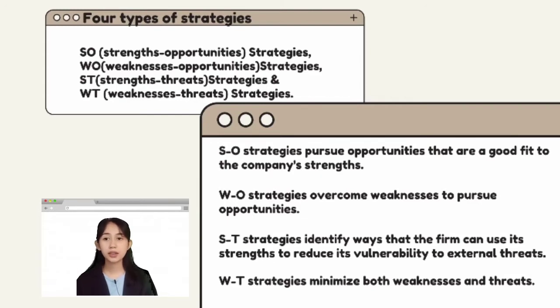Strength and Threat Strategies identify ways that the firm can use its strengths to reduce its vulnerability to external threats. Lastly, Weaknesses and Threats Strategies minimize both weaknesses and threats. SWOT analysis helps you to position your strategic direction because you're aware of the internal and external factors that affect your business. With improved business awareness and adaptability, you'll be primed for changes and you can react accordingly.